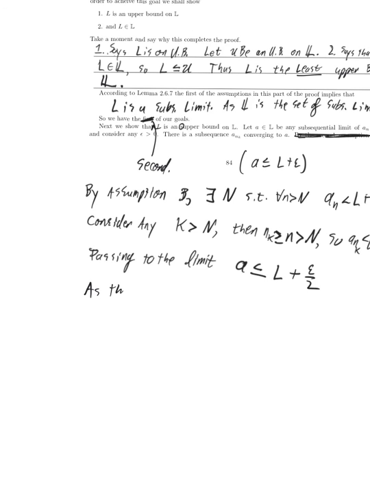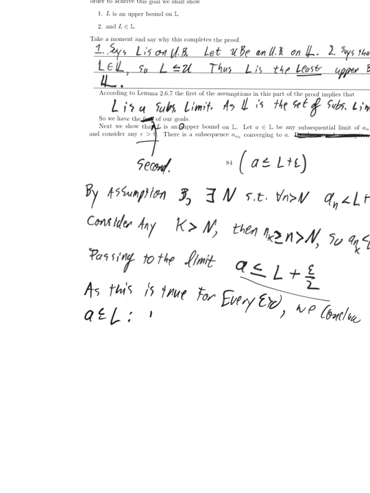As this is true for every epsilon bigger than 0, because we considered any epsilon bigger than 0 and got that conclusion, we conclude A is less than or equal to L. L is an upper bound on the set of subsequential limits.